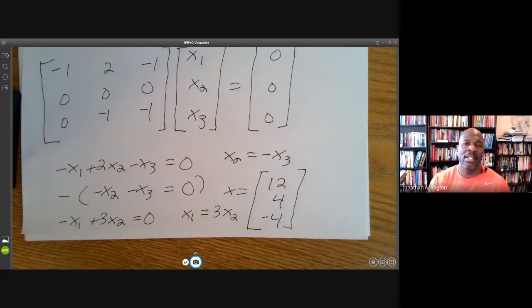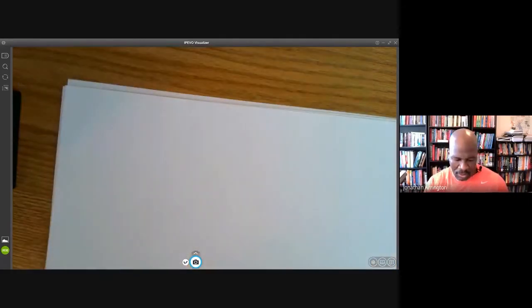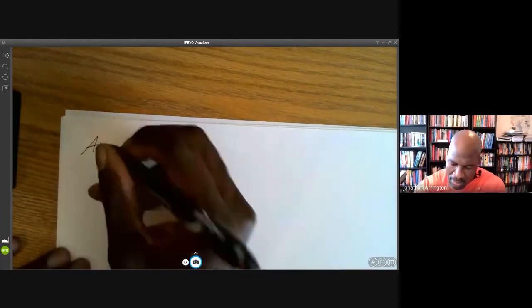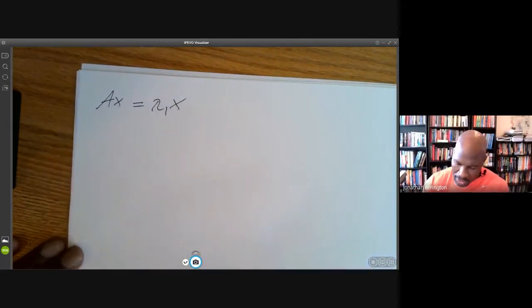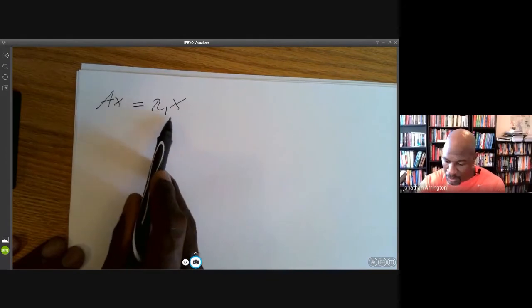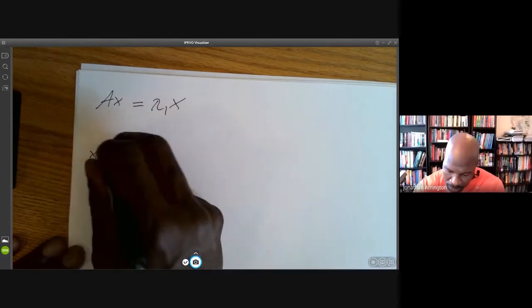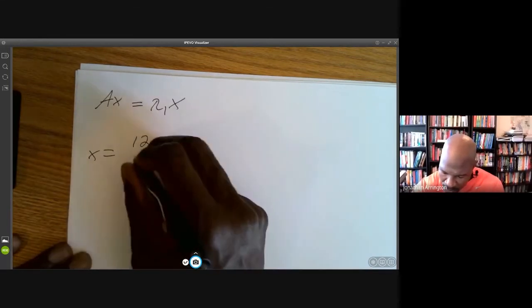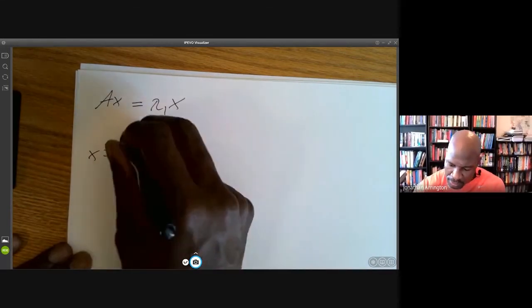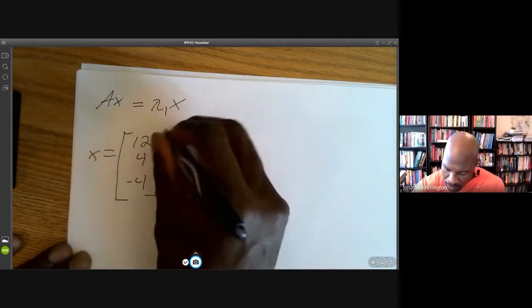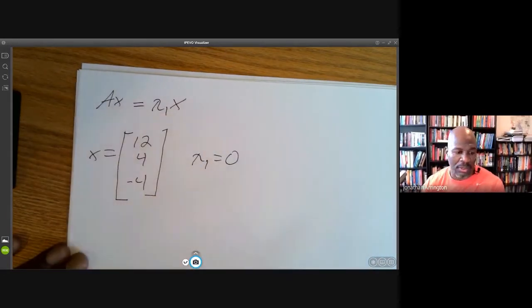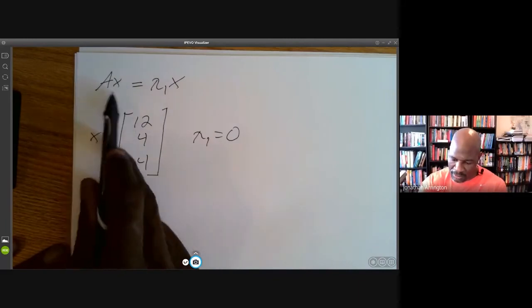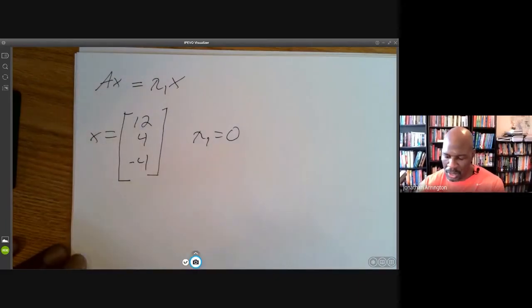So let's go ahead and see if our identity can be verified. We're trying to make sure that A times x is going to be equal to lambda 1 times x. Again, lambda 1 is 0. So let's bring back our x. Our x is 12, 4, negative 4, and lambda 1 is 0. So this side of the identity is going to be 0, 0, 0, obviously. We're trying to see if this part of the identity also equals 0, 0, 0.